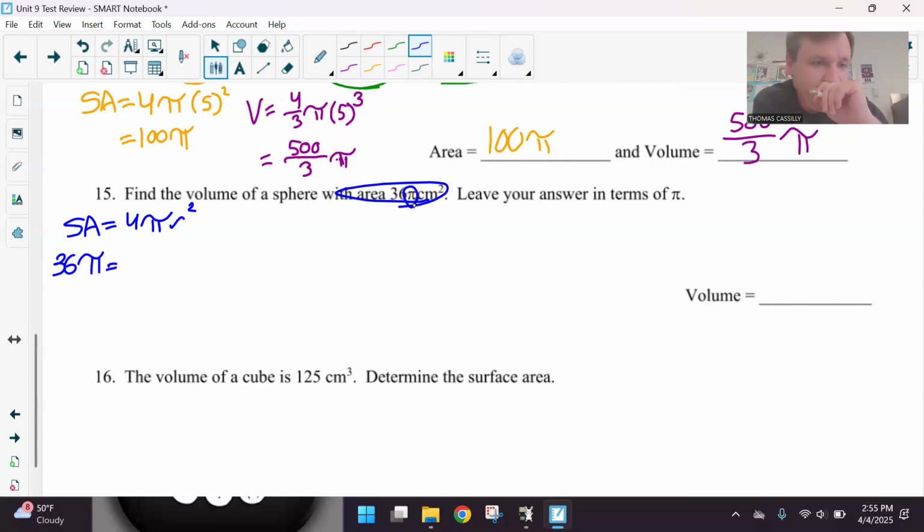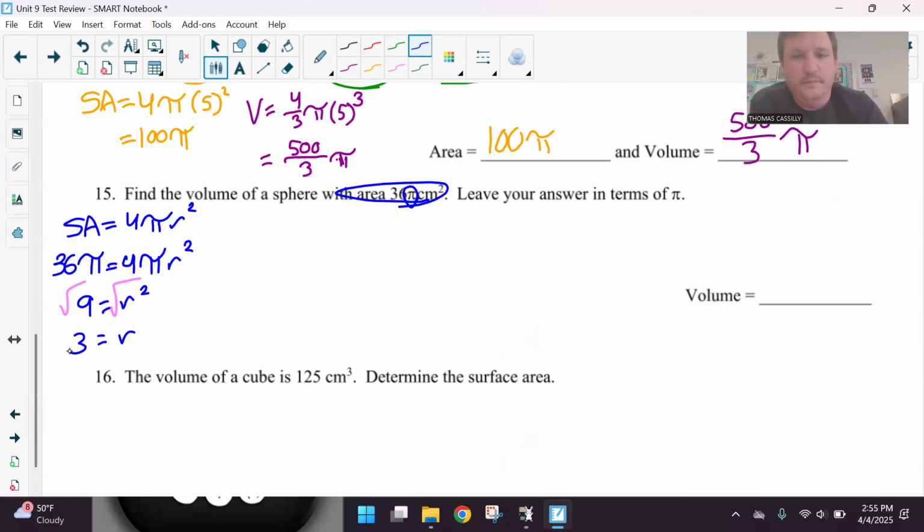36 pi equals 4 pi r squared. Divide both sides by that 4 pi. You're going to have 9. 9 equals r squared. All right, we got to kill the square. How do you kill the square? Square root it. Square root both sides, and we have a radius of 3.